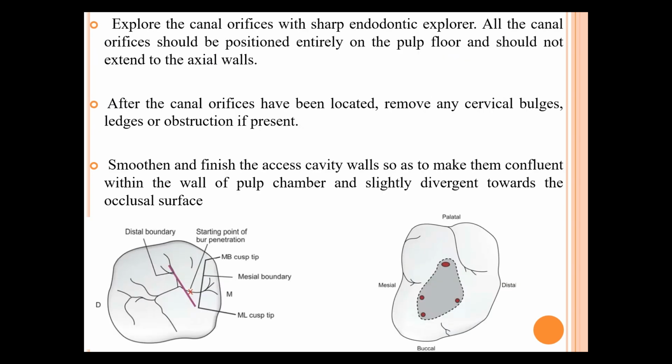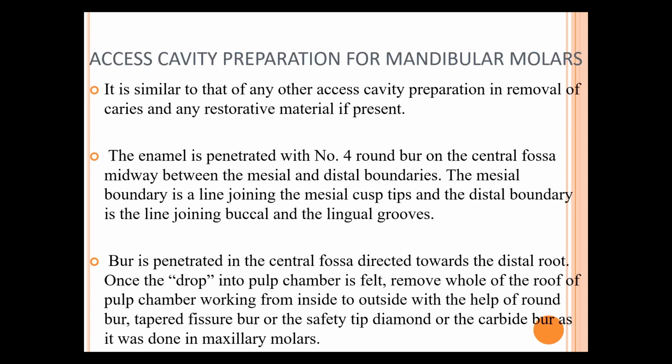Explore the canal orifices with a sharp endodontic explorer. All the canal orifices should be positioned entirely on the pulpal floor and should not extend to the axial walls. After the canal orifices have been located, remove any cervical bulges, ledges or obstructions if present. Smoothen and finish the access cavity walls so as to make them confluent with the walls of the pulp chamber and slightly divergent towards the occlusal surface.